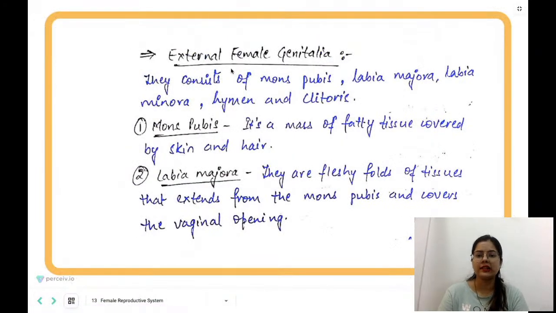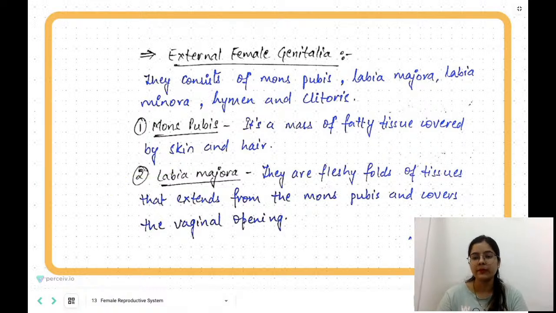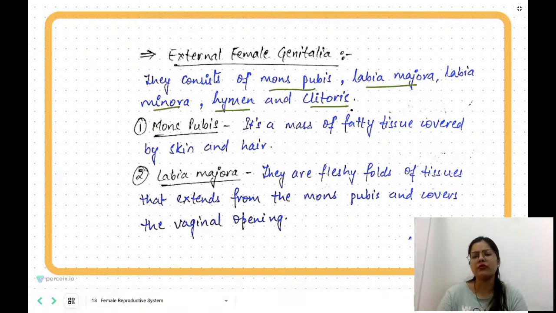Now the external genitalia. The external genitalia part was left because it is the part that is going to involve your vagina and all other different components. It basically consists of five important components: the mons pubis, labia majora, labia minora, hymen, and clitoris. You don't need to go into detail with all these parts, but a little information about each component is very, very important. The mons pubis is a mass of fatty tissue covered by skin and hair.